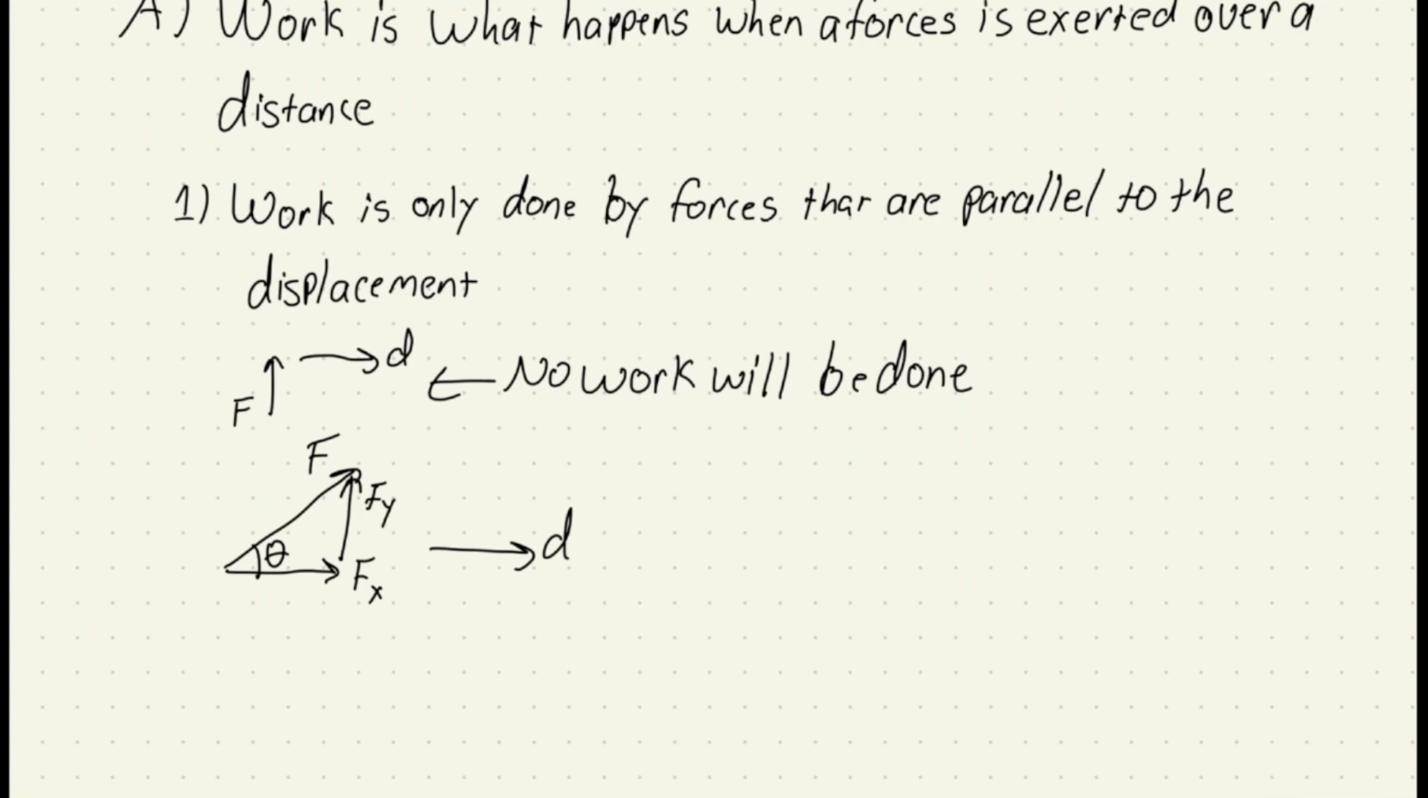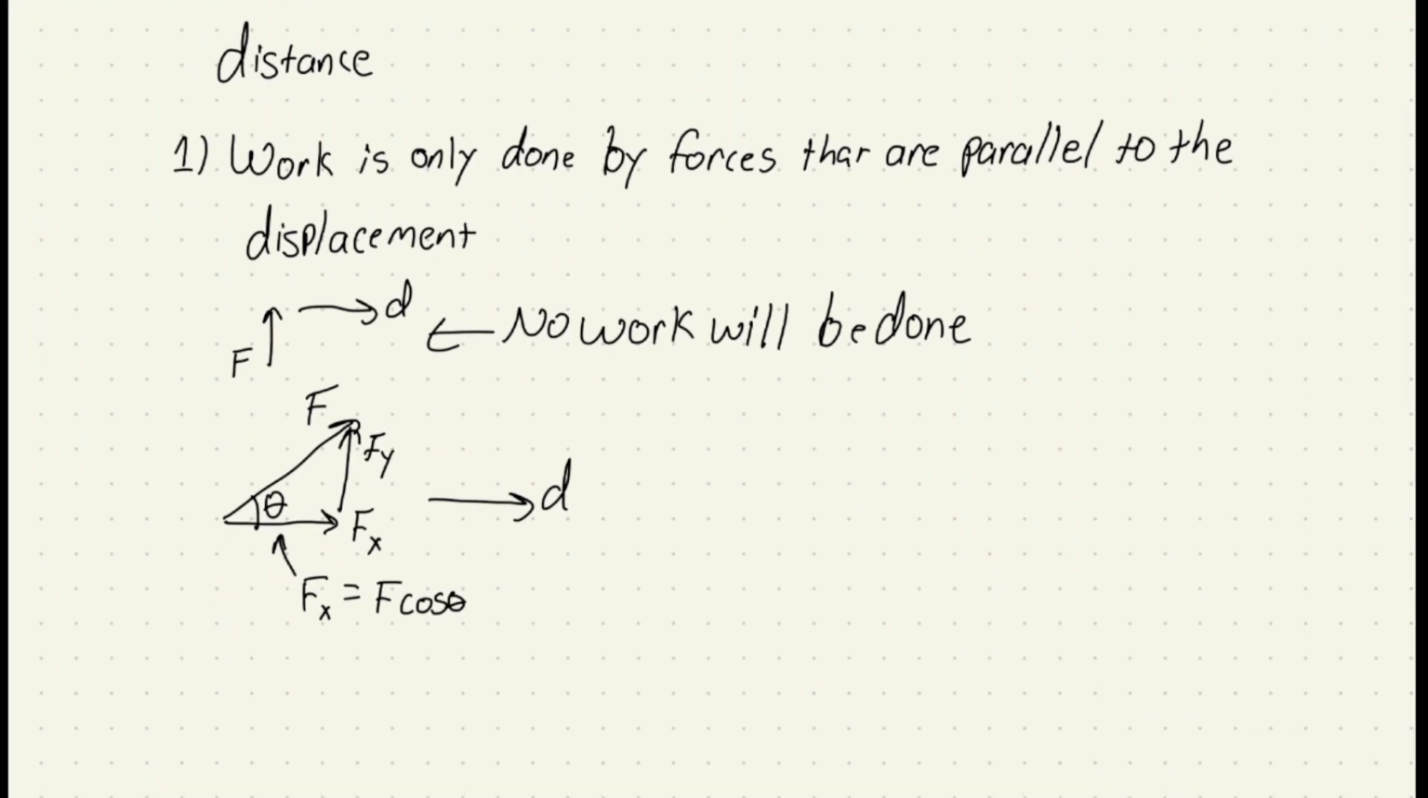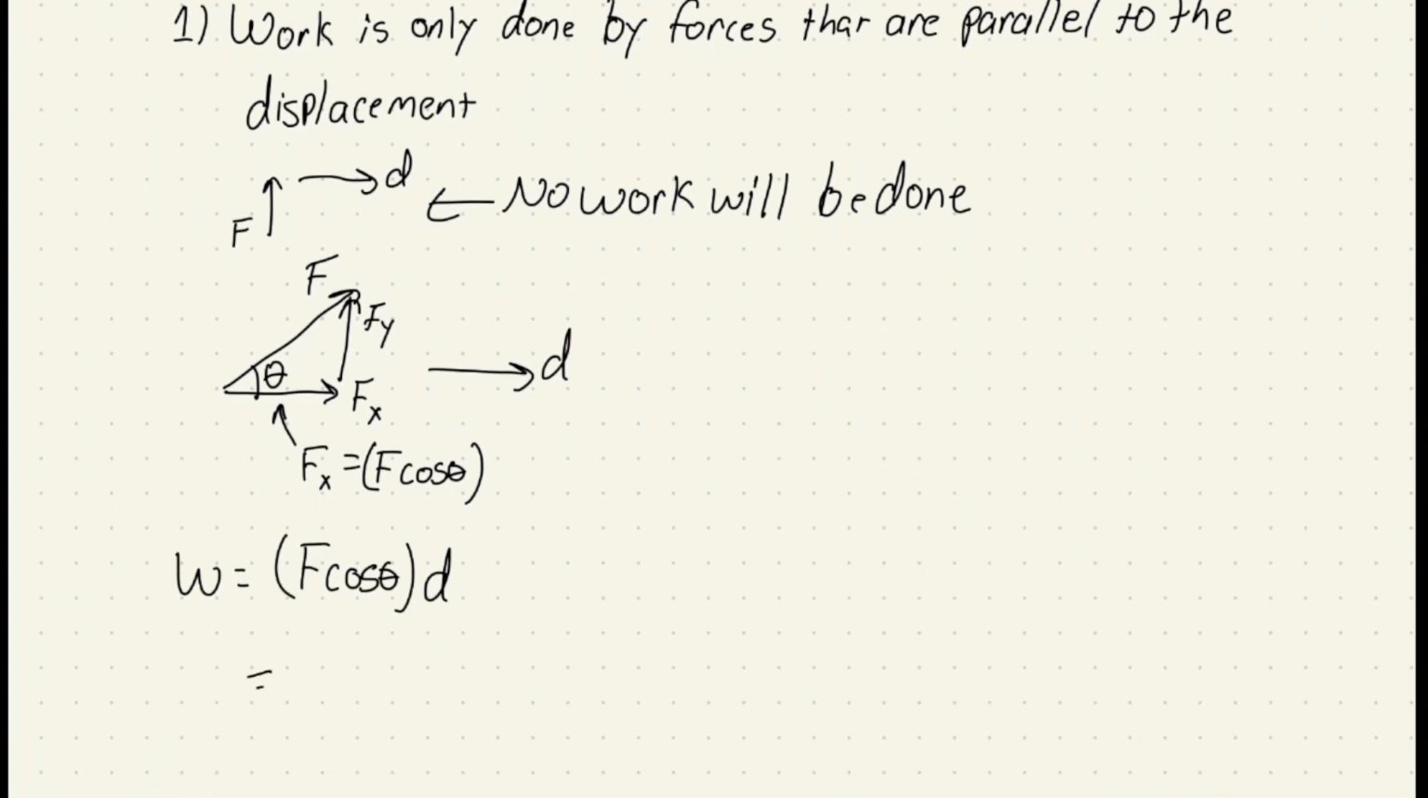But if I think about it, this leg of the triangle is the adjacent leg, right? So Fx is equal to the force times cosine of theta. And I said earlier that work is force times displacement. So the force that actually does work is F cosine theta. And if I multiply those together, I get F times cosine theta times my displacement is my work. Or to write it more succinctly, it's F d cosine theta.